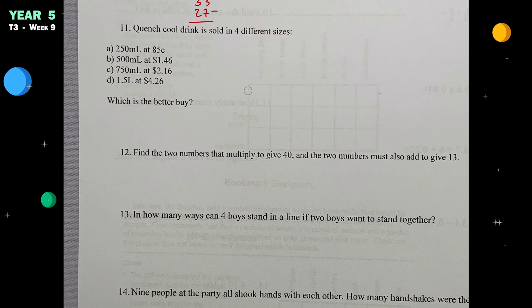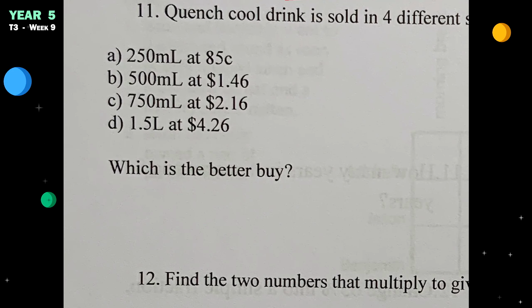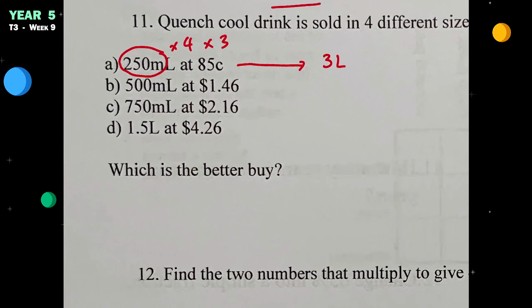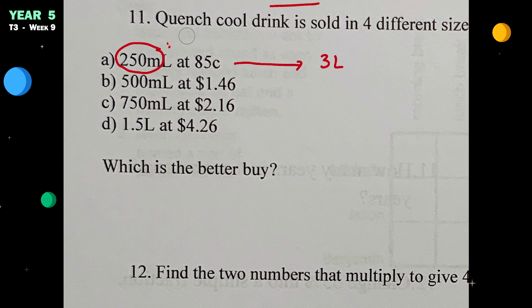Okay. Now, I want this one to be 3 liters. So how do we multiply this one to get 3 liters? If you times it by 4, you get 1 liter. And then you go times it by 3 again to get 3 liters. So that's a total of 12. So therefore, you have to multiply it by 12 to get to 3 liters, right? So therefore, I must multiply the price by 12 as well.